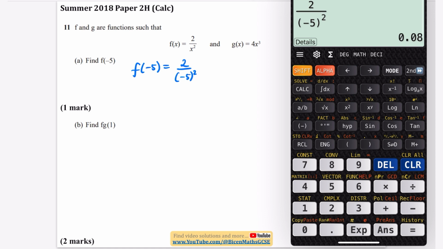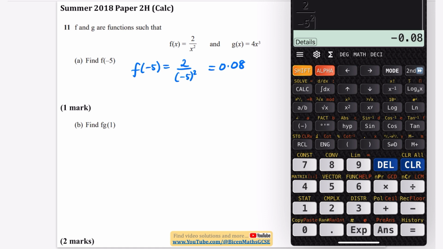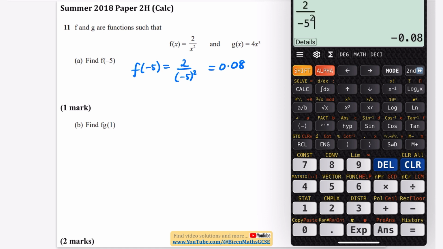So the answer is 0.08. Of course, you could give that as a fraction. Look what happens though, if I don't put the brackets around it, the calculator thinks that you're going to get a negative answer. It thinks it'll be negative 0.08 because it's actually squaring the 5 and then making it negative. But what we want to do is square it, make it negative and then square it. So it should be 0.08.